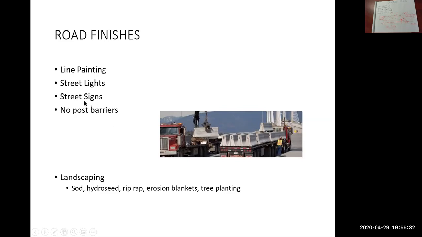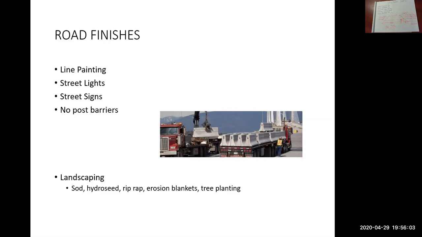Other things like street signs are installed at this point. Whether it's stop signs, yield signs, no parking signs, all the different permanent signs are installed at this point. The big overhead type signs, the ones that you see on the highways that sometimes are hung over top of the road.